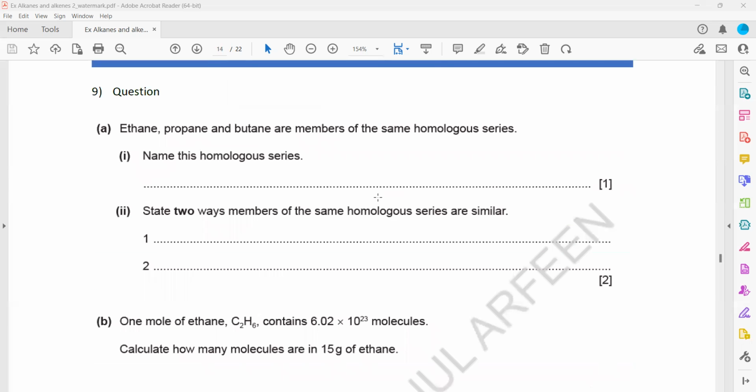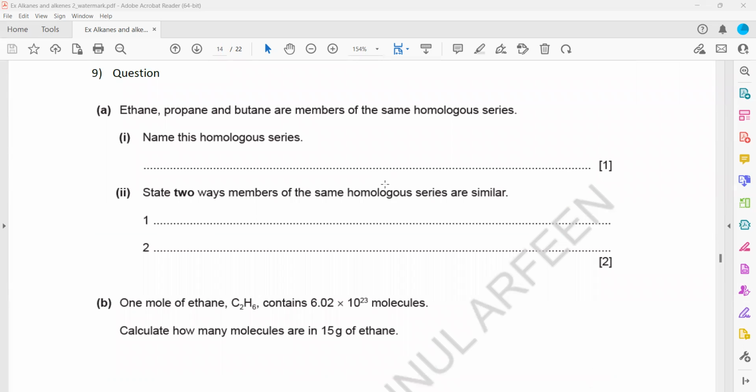In question 9, ethane, propane, butane are members of the same homologous series. Name this series. What do we call these members? Alkanes. So we call them alkanes, or alkane; you can state it either way.